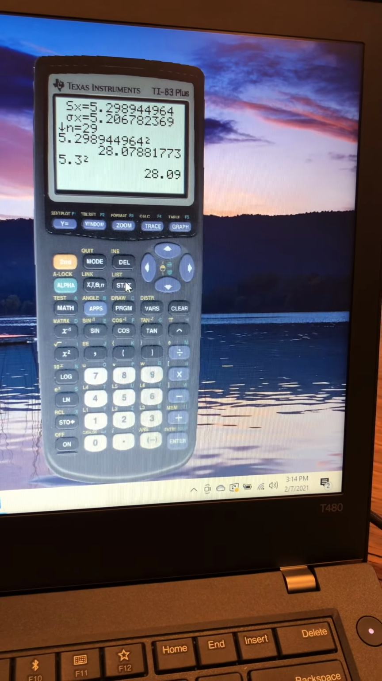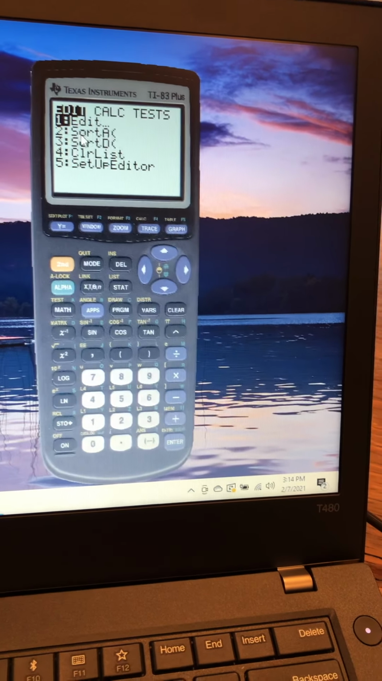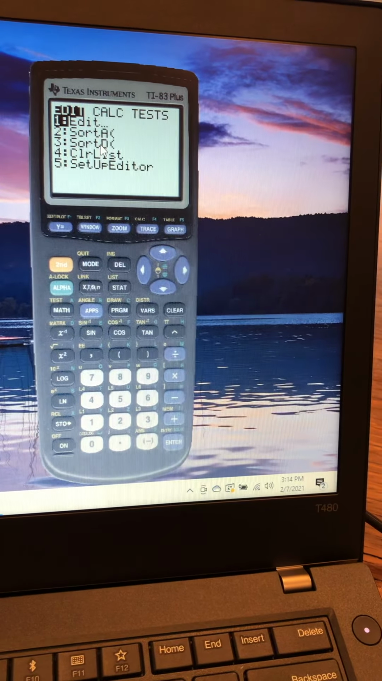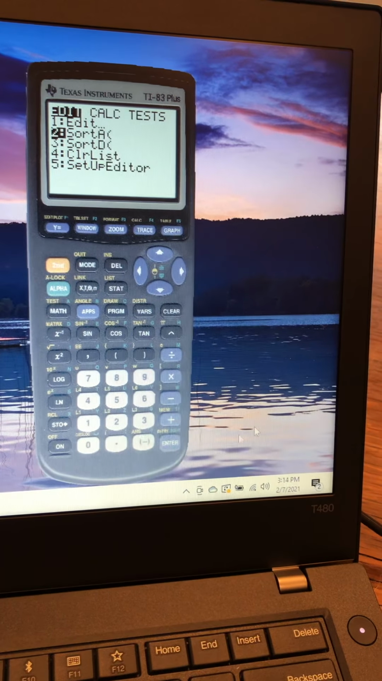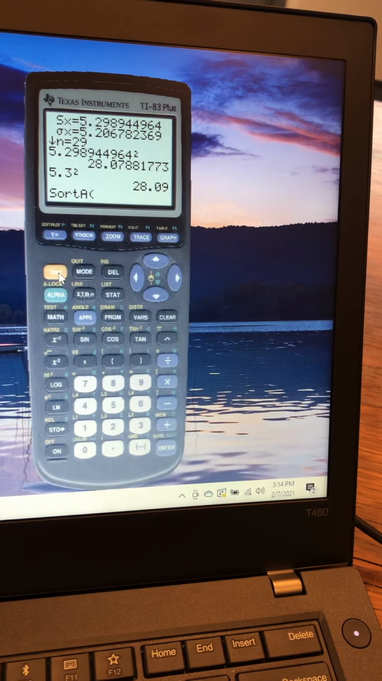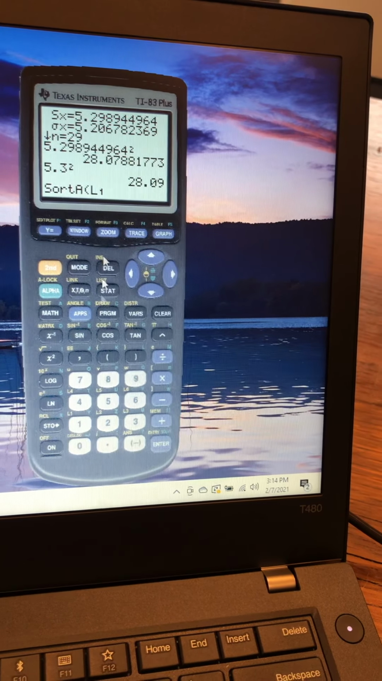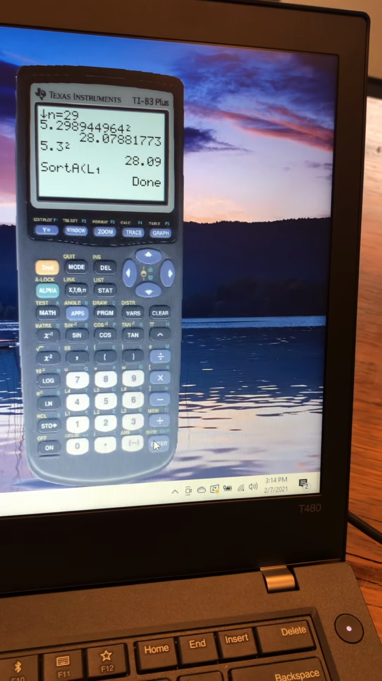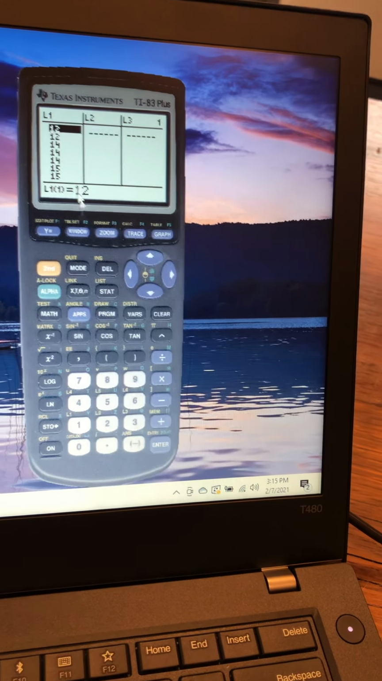But it is sometimes easier if you go into stat, and then you can do sort ascending or sort descending. It doesn't really matter which one you pick as long as you get it sorted. So I'm going to sort ascending, and you have to tell it what to sort. So I want it to sort list 1, so I hit second 1 to tell it to sort list 1, and it'll say done. And then when I go back into stat and edit, it's sorted.